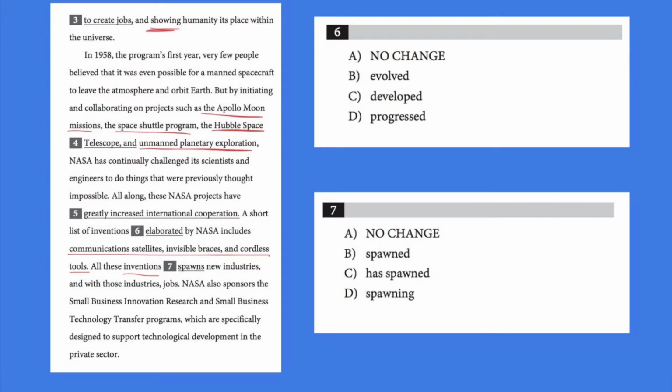Question 7 requires comprehension of the paragraph's tense. Looking at the previous verbs in the paragraph, we see that they are all in past tense, such as developed, increased, or believed. Therefore, neither A nor C is a correct option, since neither is in the past tense. D is also incorrect because we need a simple verb, not a participle, such as spawning, in order to complete the sentence. Thus, B is the correct answer, as the only option with a simple verb in the past tense.